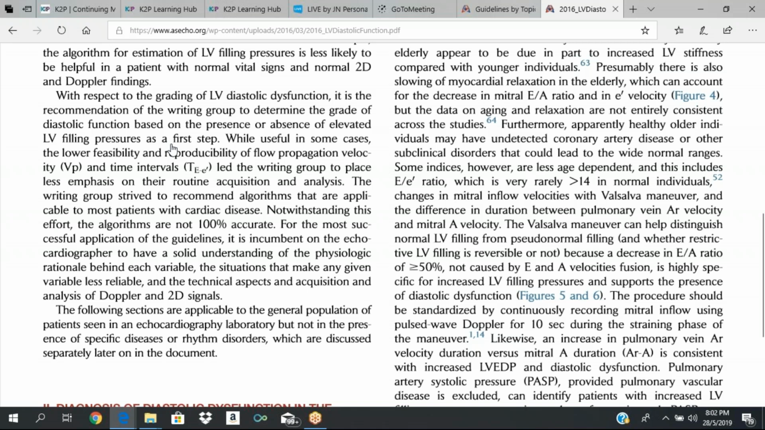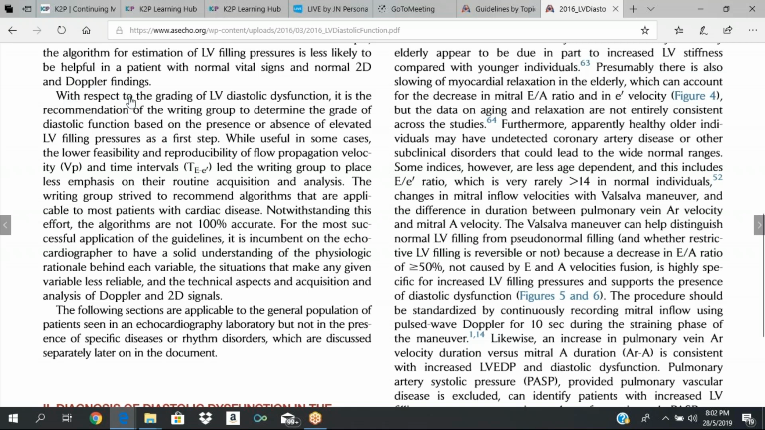So when you're assessing someone for diastolic dysfunction, it's important to determine, do they have elevated filling pressures, yes or no? Because if they don't have elevated filling pressures, they're going to have early diastolic dysfunction. If they have elevated LV filling pressures, then they're going to have a later stage or grade of diastolic dysfunction. Okay?